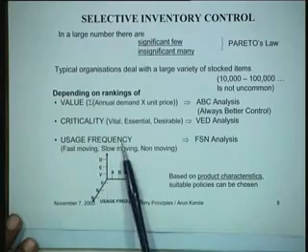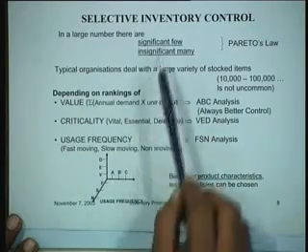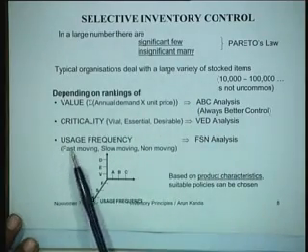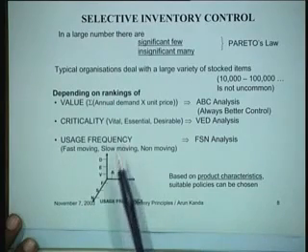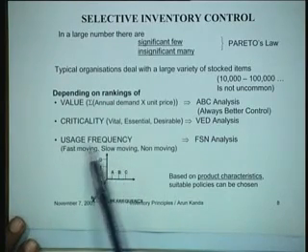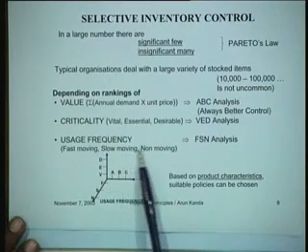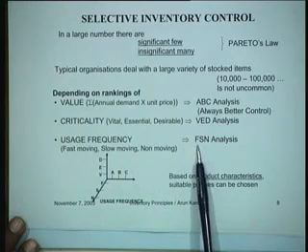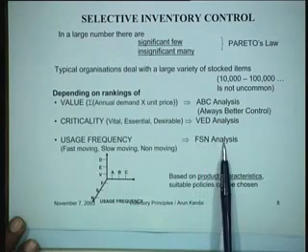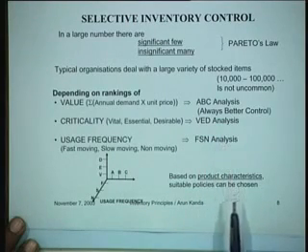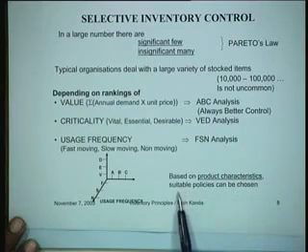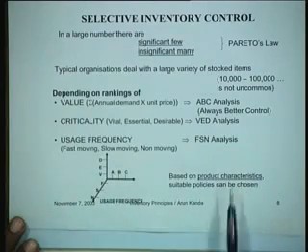And then the third thing that is normally talked about in selective inventory control is the notion of usage frequency. So in the usage frequency, you talk about fast moving items, slow moving items, and non-moving items. So this is known as FSN analysis, fast, slow, and non-moving analysis. So based on the product characteristics, suitable policies can be chosen for these kinds of items.